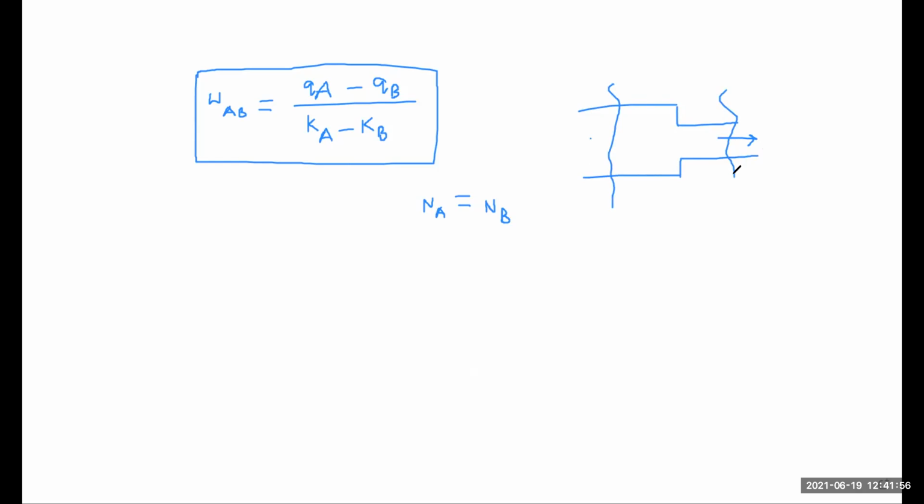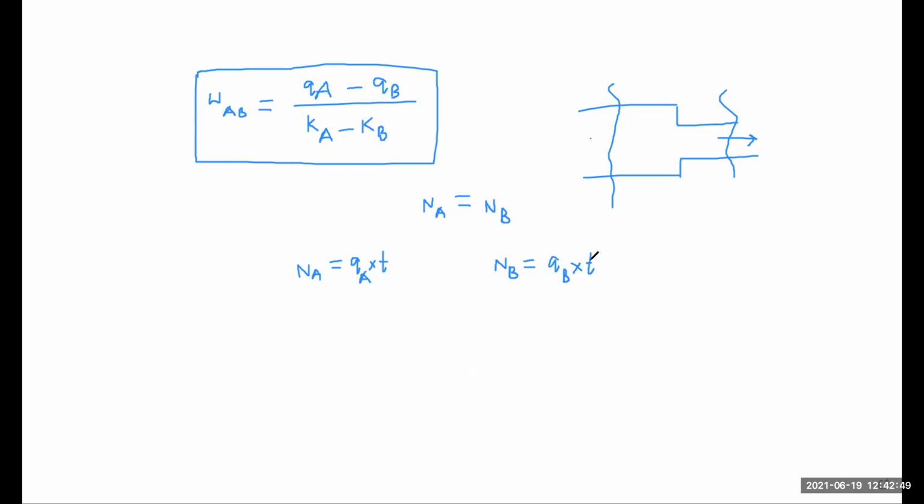So when Na is equal to Nb, we know Na is equal to Qa into T. So we get Na is equal to Qa into T. Next, we know Nb is equal to Qb into T. So Na is equal to Qa into T, and Nb is equal to Qb into T.